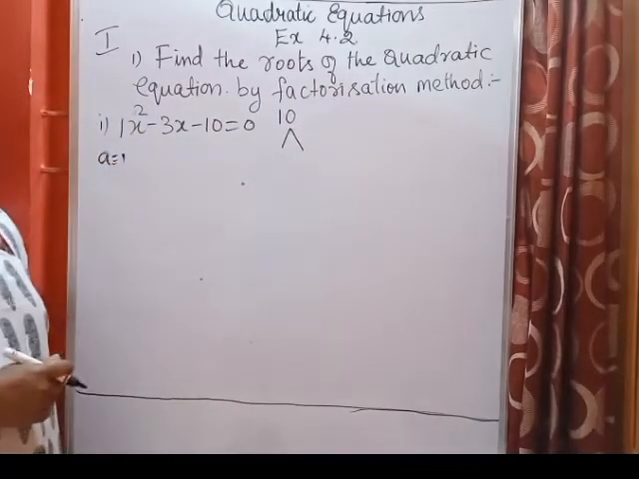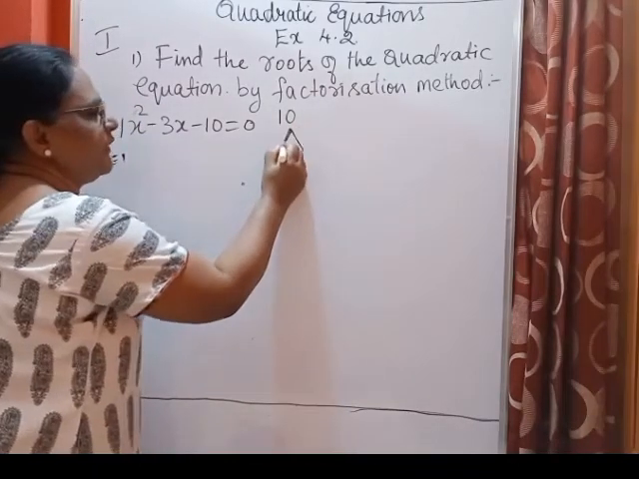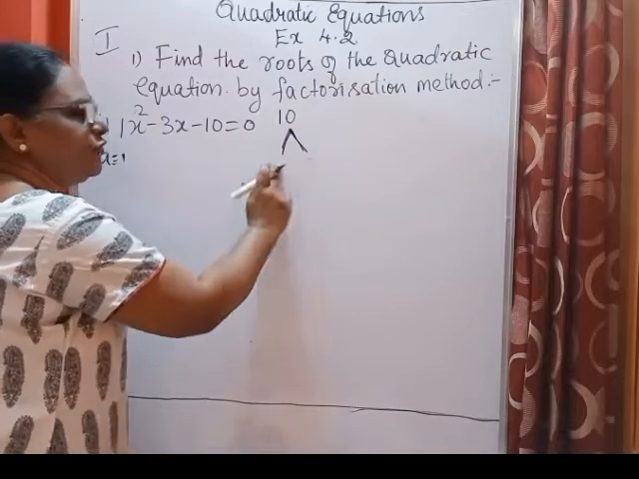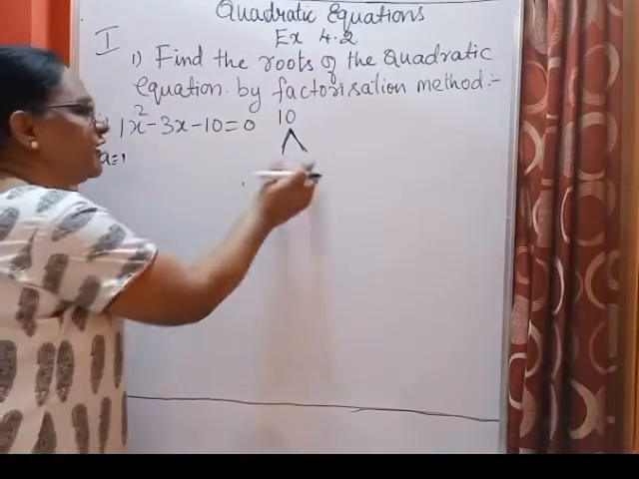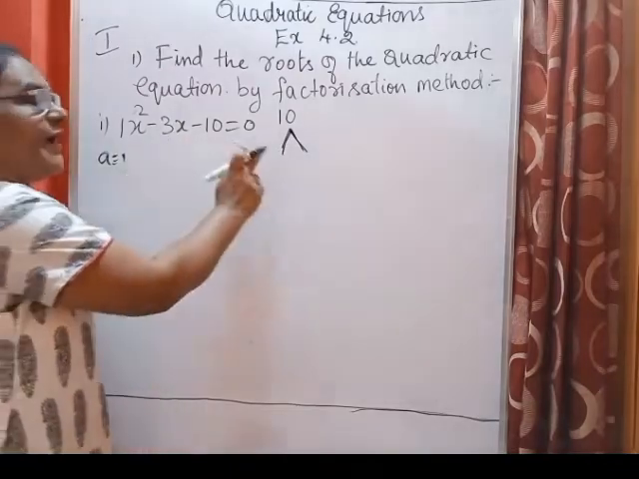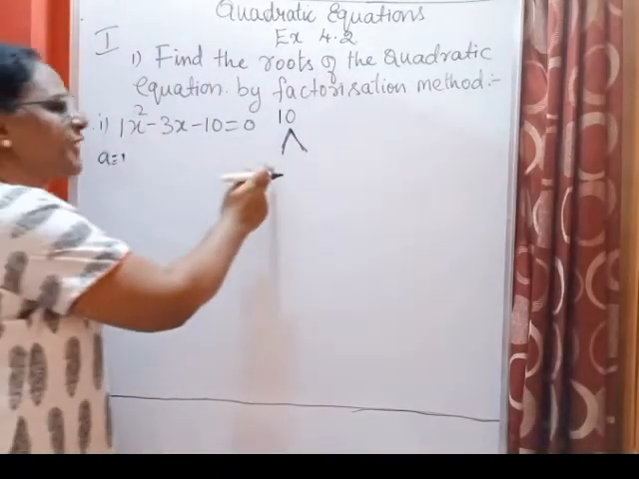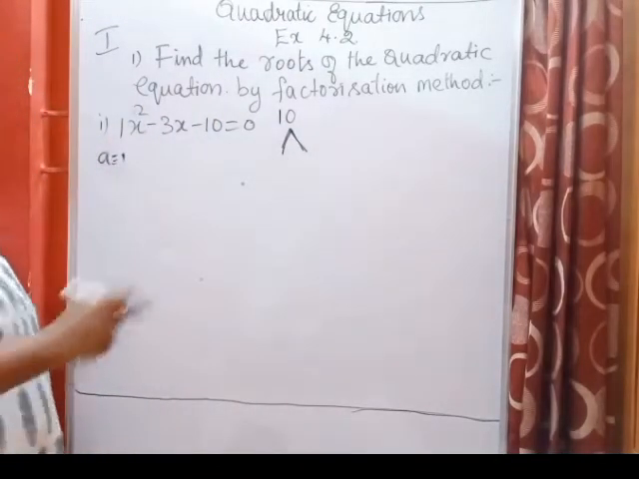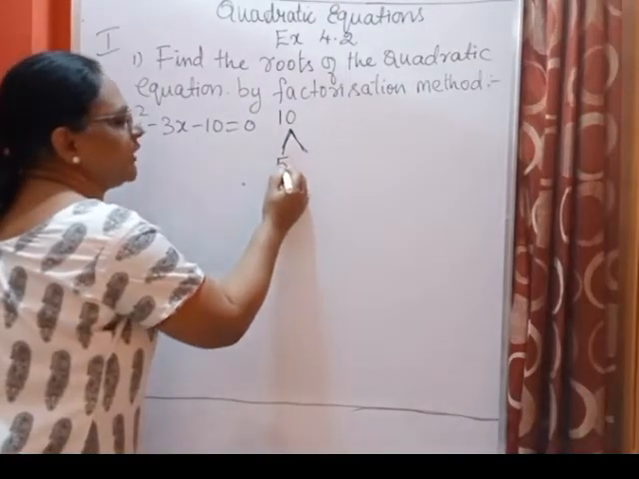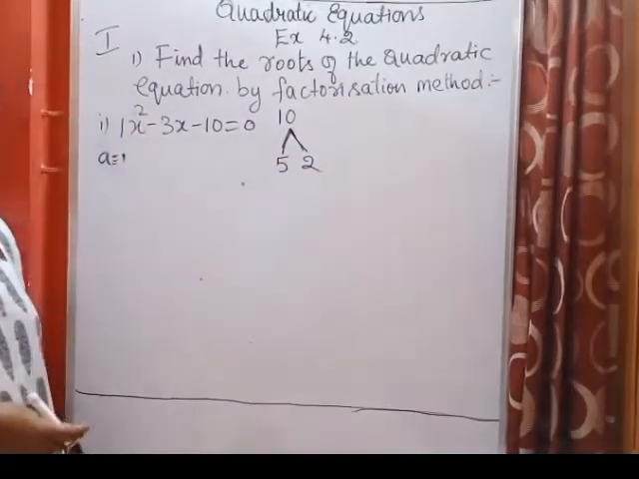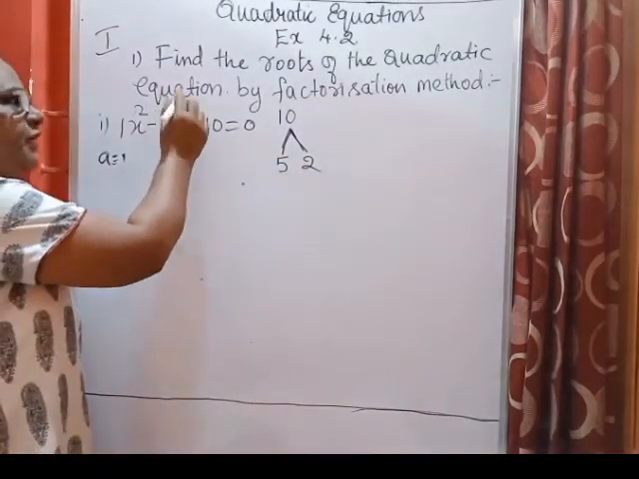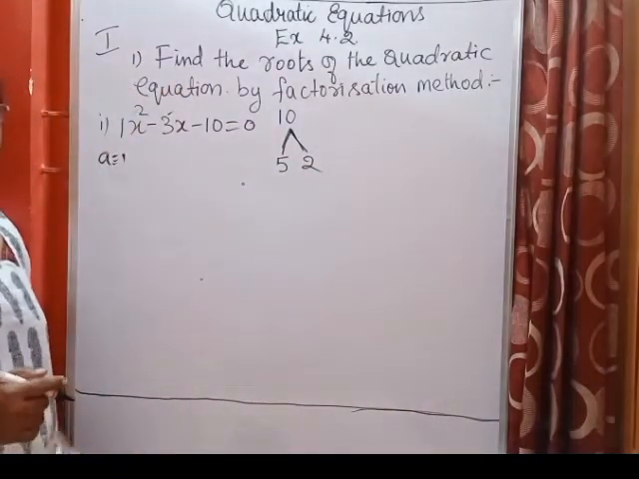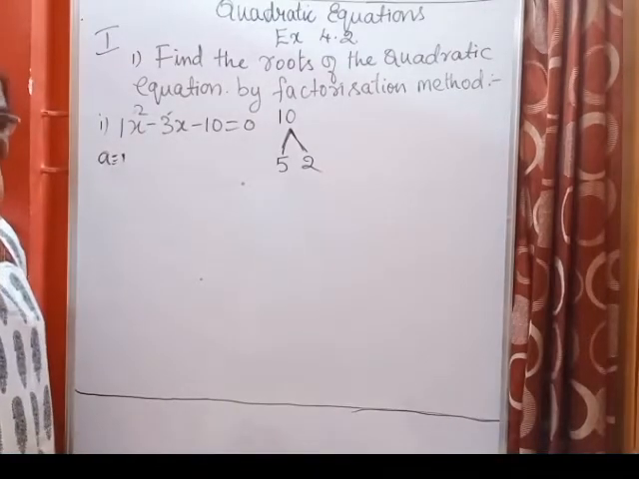You have to find the factors for 10 in such a way that if you add these two factors, or if you subtract these two factors, you should get the middle term. So 10 can be written as 5 twos are, right? So 5 and 2, the difference between 5 and 2 is 3. You are getting 3. Now coming to which sign you have to put for this.